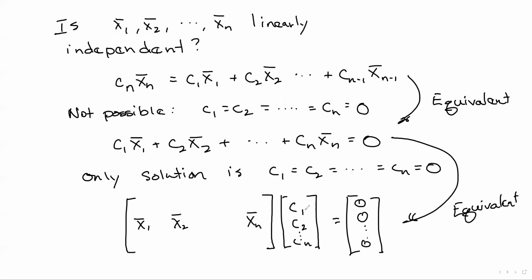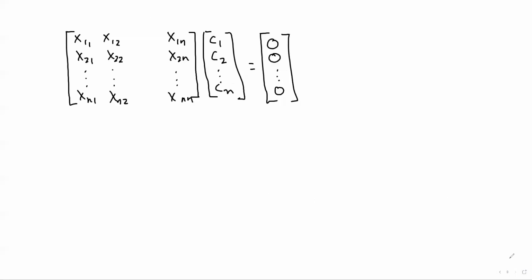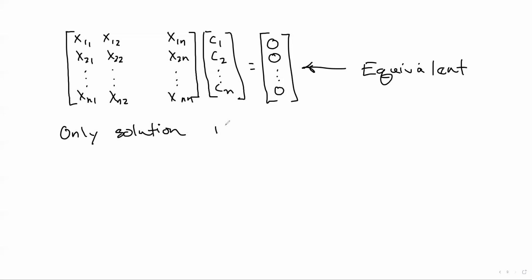And then we could take this and say that this is the equivalent of that. And so all of this is to say that if you want the vectors to be linearly independent, then when we write this matrix equation, we want the only solution to be C1 equals C2 equals ... equals Cn equals 0.